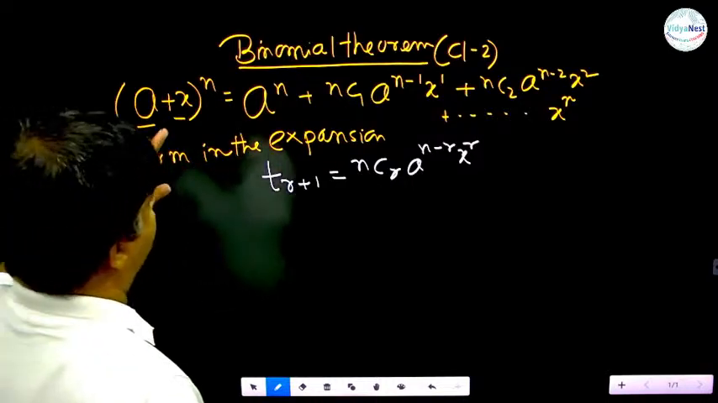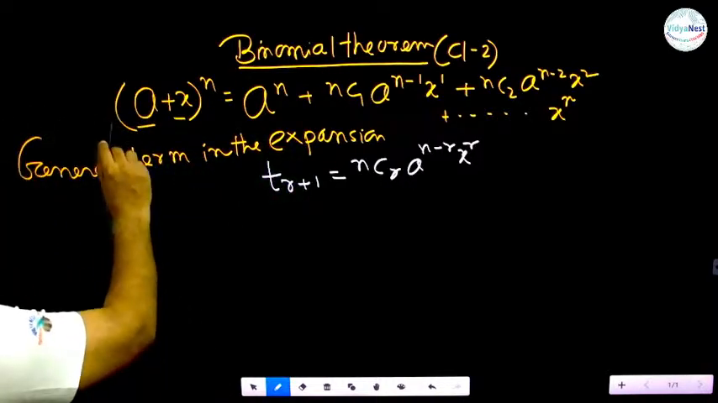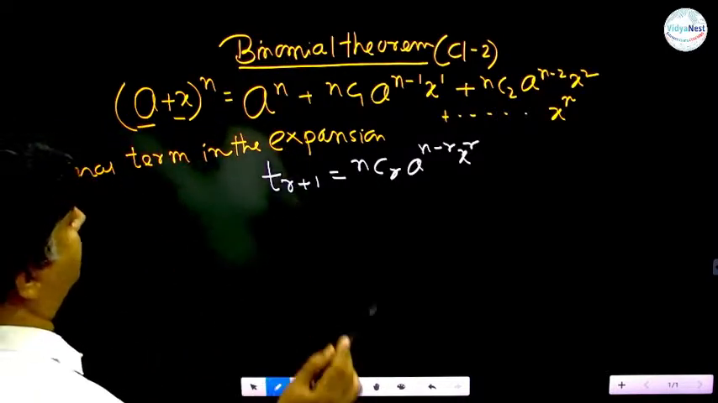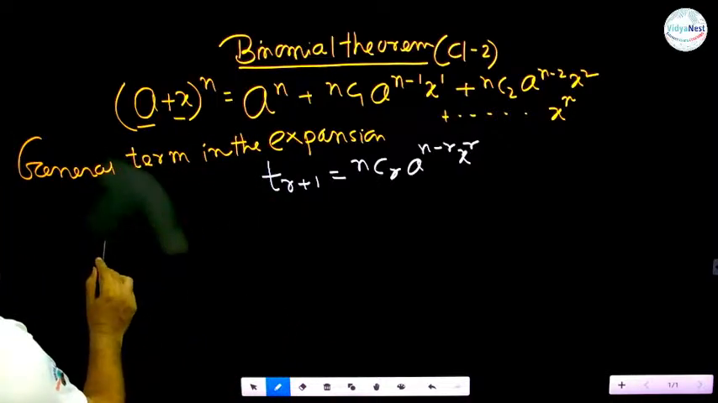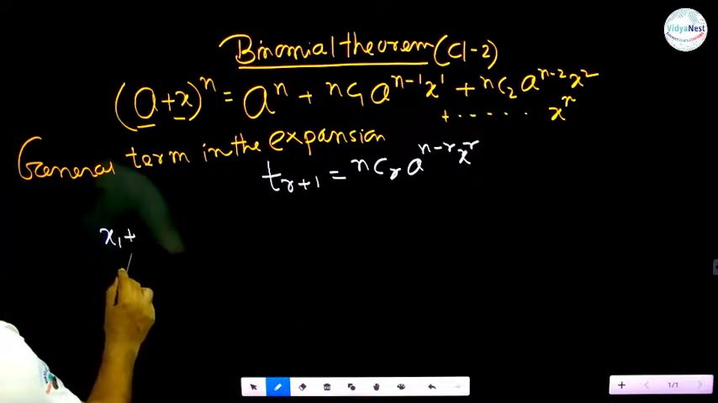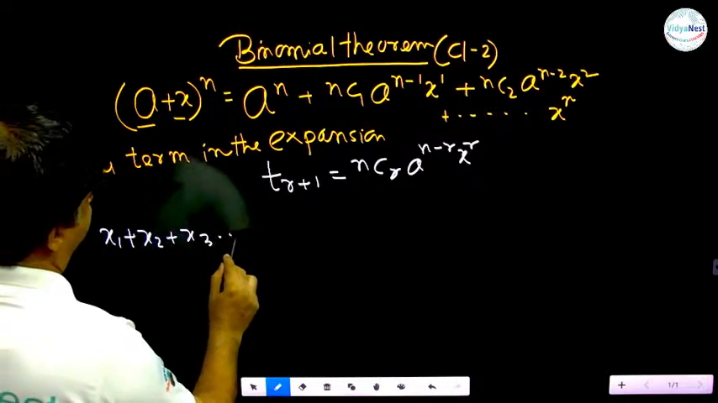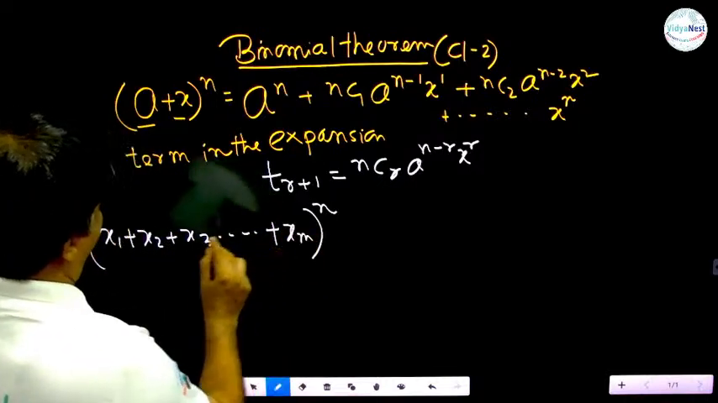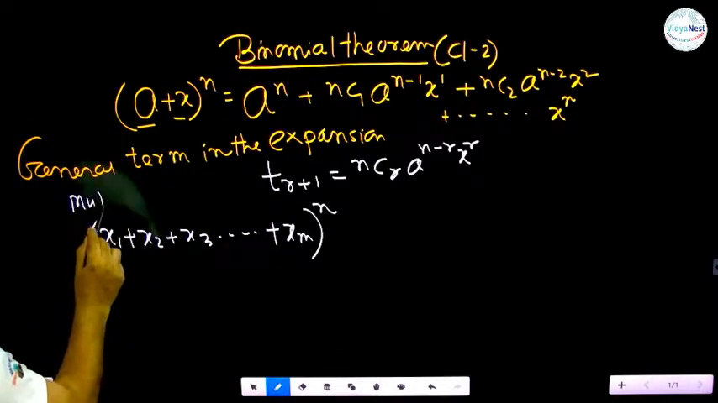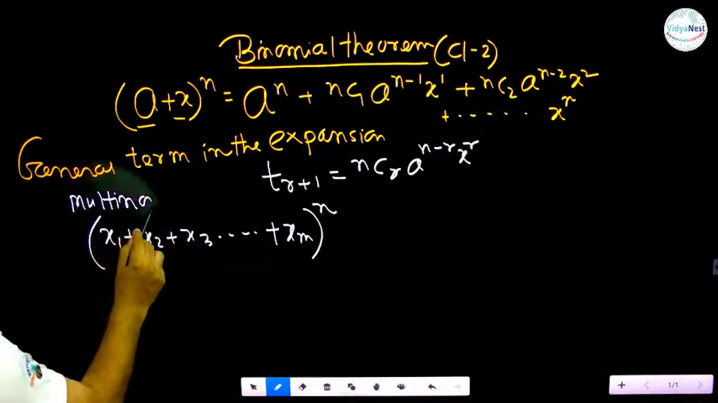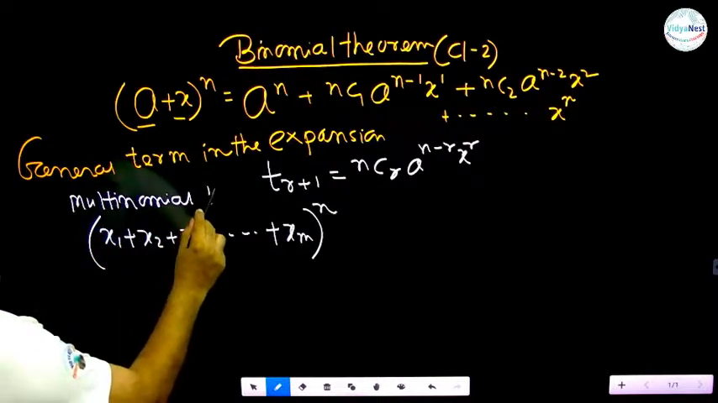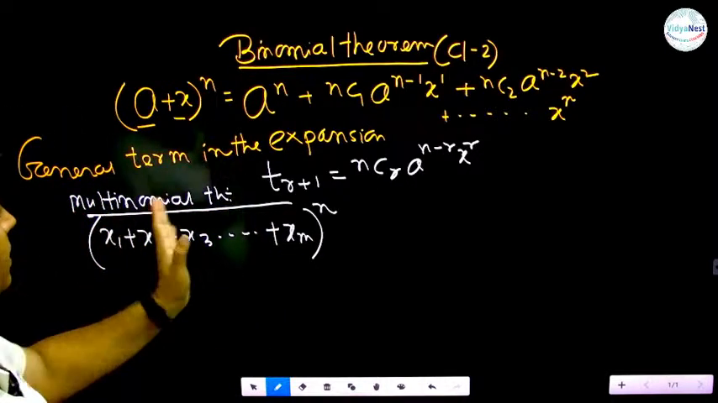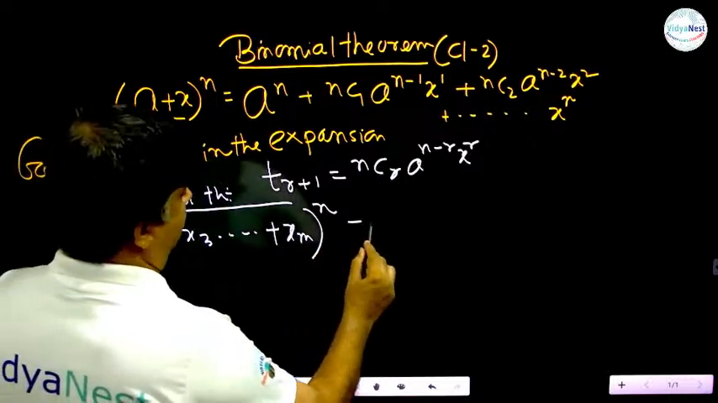Now we converted the binomial into the expansion of multinomial. We got (x1 plus x2 up to xm) whole to the power n. Okay, it is the expansion of multinomial theorem. That expansion we had taught last day.